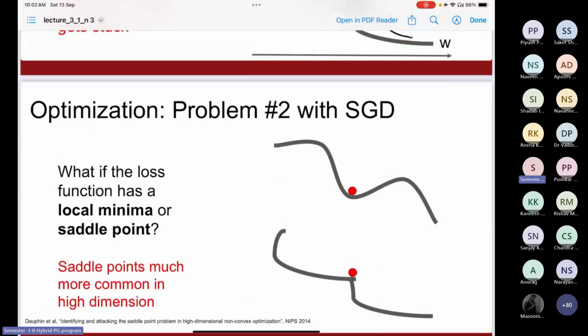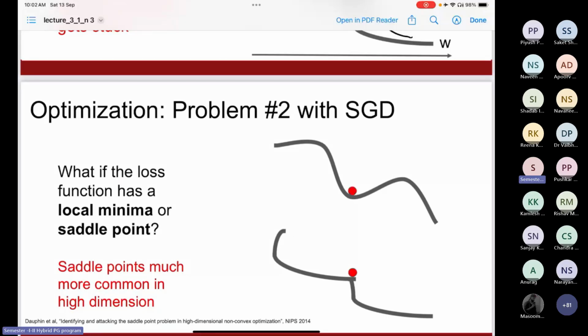And this is very, very common. Saddle point is very, very common in high dimensional space. So if you are projecting to the high dimensional space, many times when you are doing the optimization, you can get trapped in a saddle point.